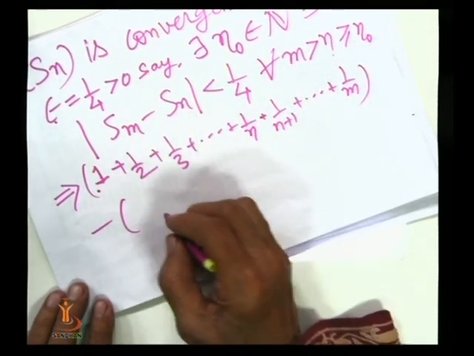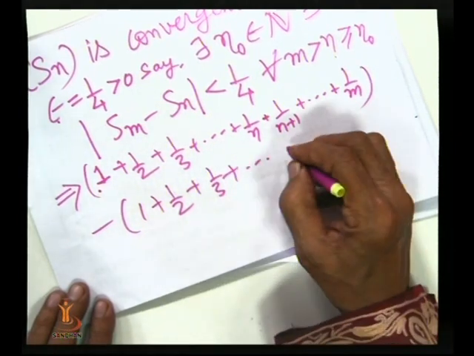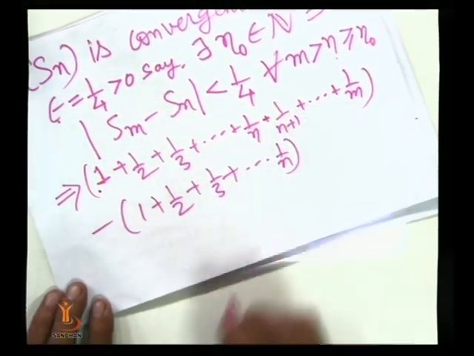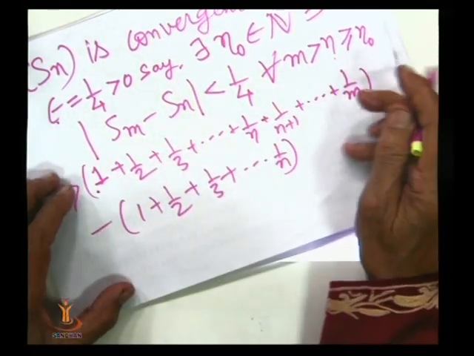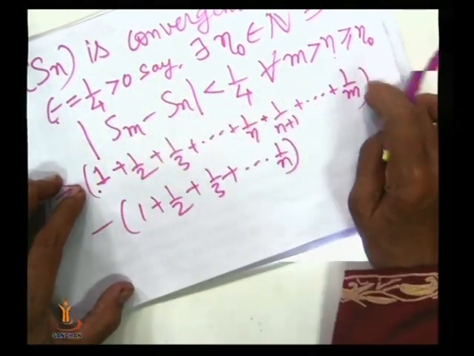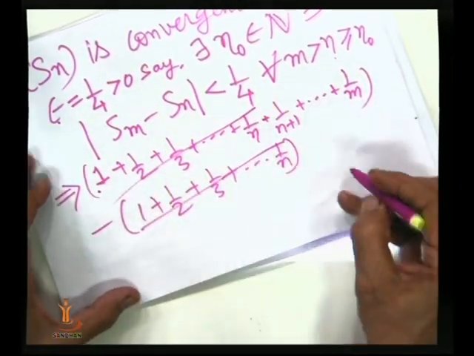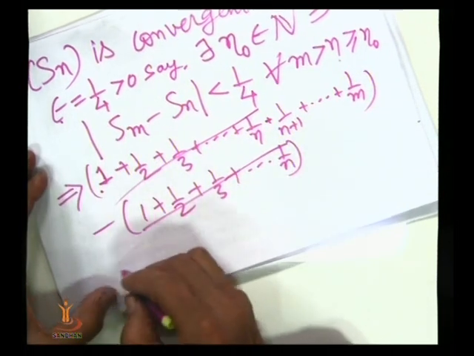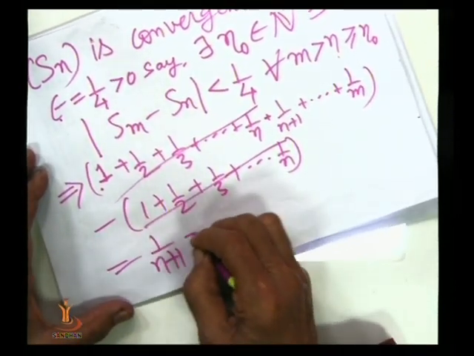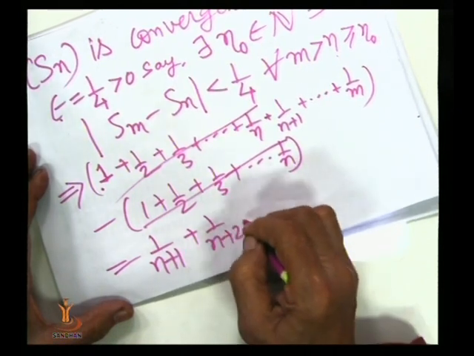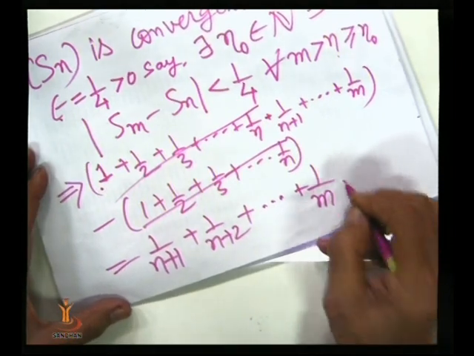And what is Sn? 1 plus 1 half plus 1 upon 3 and so on up to 1 upon n. All terms are positive, and the number of terms larger than this get cancelled, and the absolute value is the same as the ordinary difference. So what remains is 1 upon n plus 1, 1 upon n plus 2 and so on up to 1 upon m.